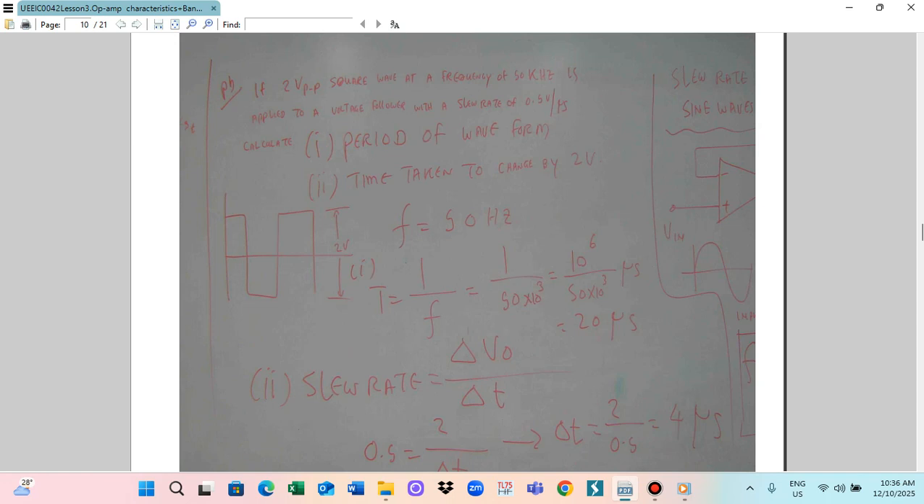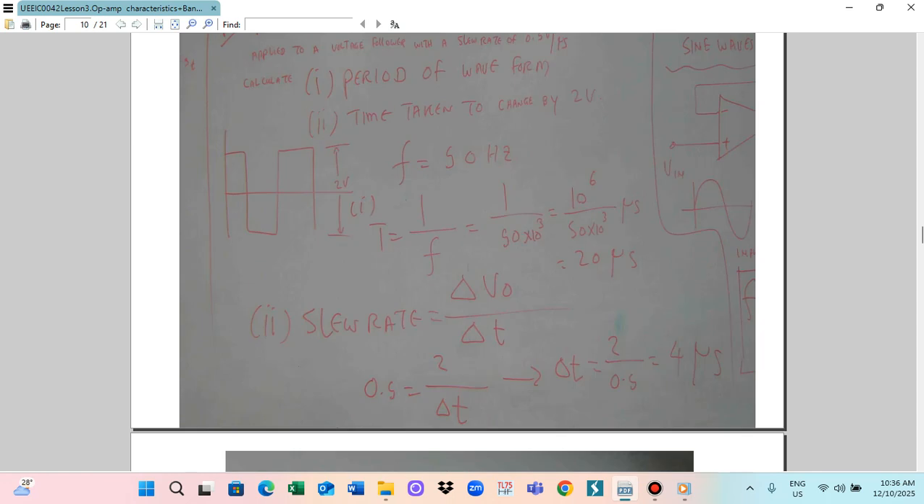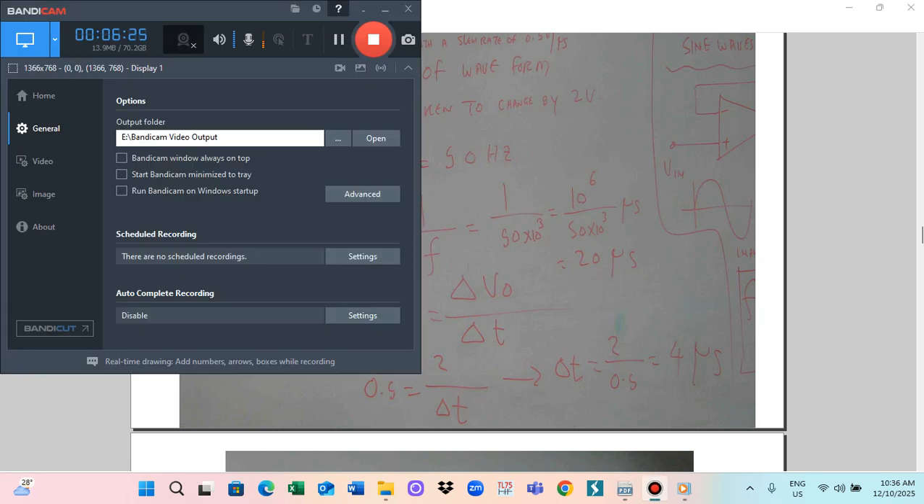And you also have to calculate the time taken to change by 2 volt. In this case, you have to use this equation. Slew rate is equal to the maximum change in VO, delta VO, divided by the change in time, delta T. Here the slew rate is given as 0.5 volt per microsecond. The change in voltage is 2 volt. So you have to calculate delta T.